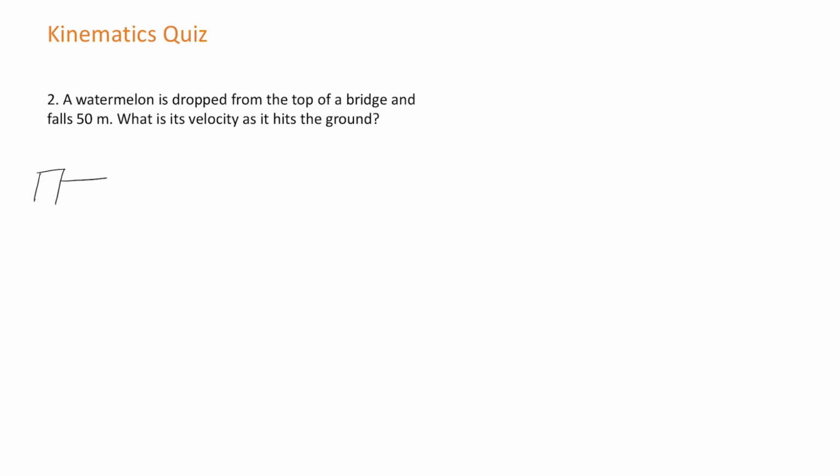Now on to our second question. Here we have a bridge and we have a watermelon that gets dropped from the top of the bridge. The watermelon falls 50 meters and we want to know what is its velocity as it hits the ground.